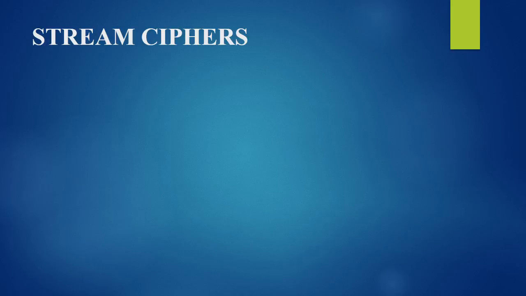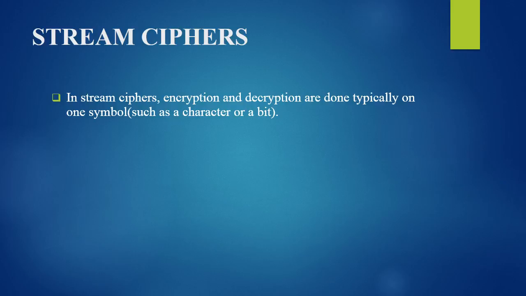Stream ciphers. In stream ciphers, encryption and decryption are done typically on one symbol, such as a character or a bit. That is, we use one plain text character to generate one ciphertext character. Characters are encrypted into ciphertext characters one by one.